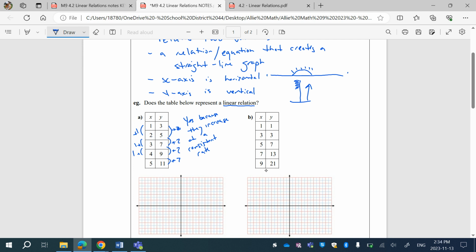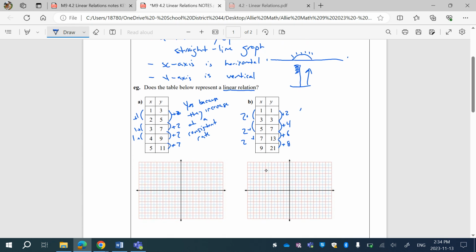And this one, this side goes up by 2 each time. Okay, that's promising. But this side goes up by 2, but then plus 4, and then plus 6, and then that's got to be plus 8. So let's say no, because it does not increase by the same number each time.